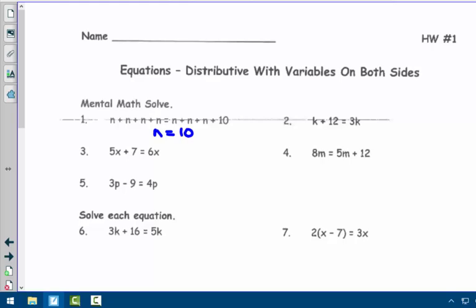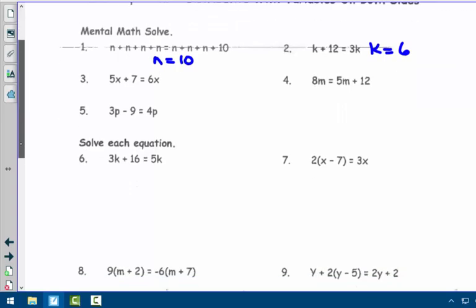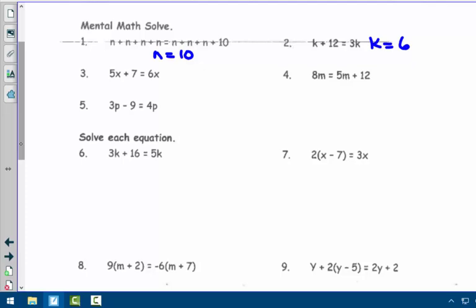Okay, that works. Number 2, well, I have k plus some number equals 12. If I subtract k, mental math, I'm doing it in my head, from both sides, I get 2 k's is 12, so k must equal 6. And putting it back in, 6 plus 12 is 18, and 3 times 6 is 18. 5x plus 7 equals 6x. Well, if you subtract 5x's from both sides, you get x equals 7, or 7 equals x.